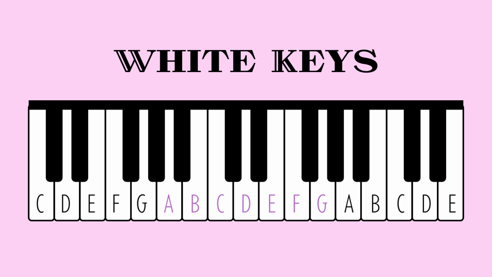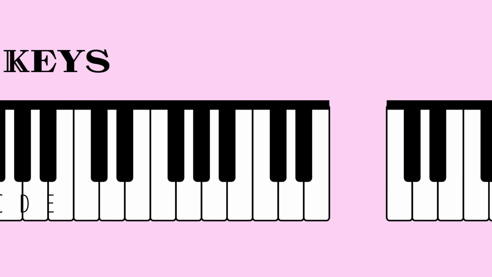One useful way to find notes quickly is by using the black key groups as landmarks. The black keys are arranged in alternating groups of 2 and 3. The note C is always just to the left of a group of 2 black keys. The note F is always just to the left of a group of 3 black keys. This pattern repeats across the entire keyboard, making it easier to find any note.